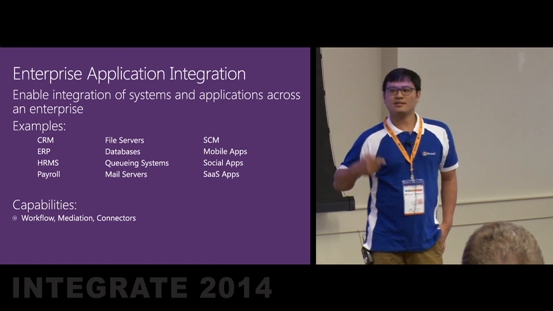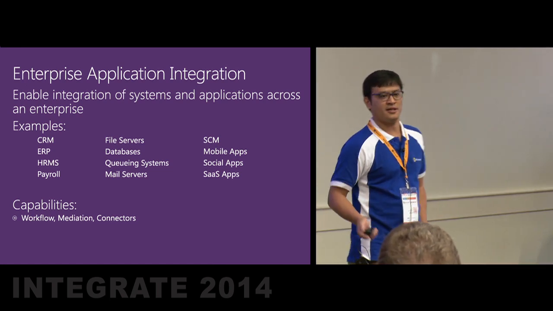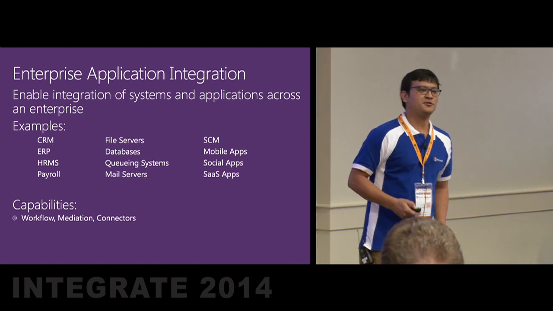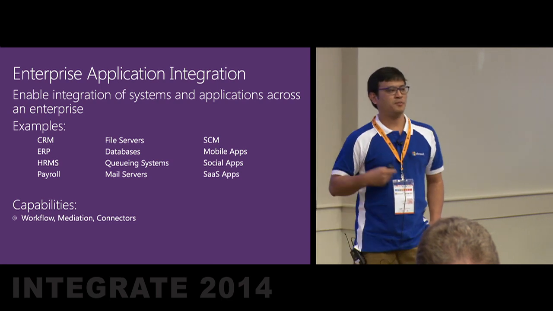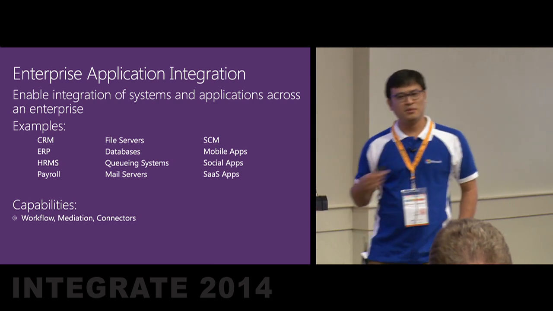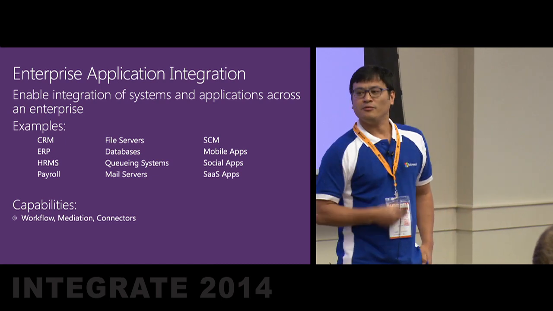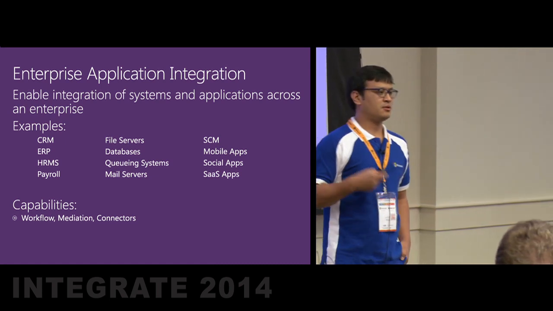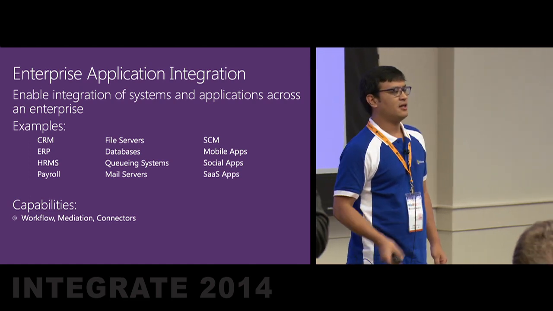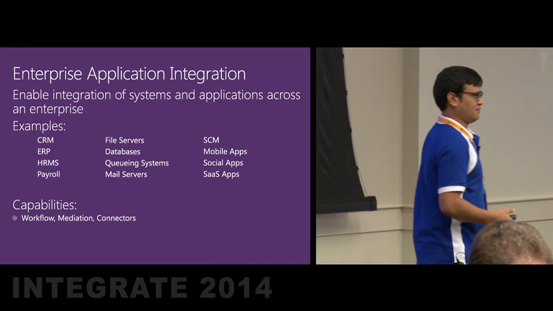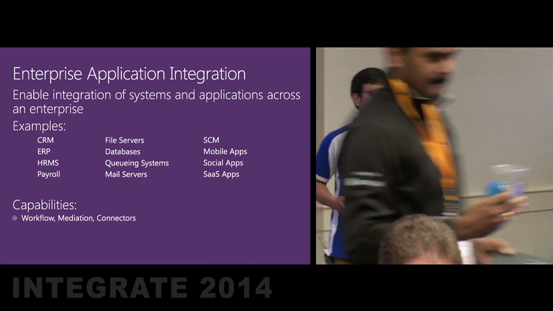So EAI is all about integrating different systems in an enterprise, right? In a typical enterprise, you see a lot of systems. You have your CRM systems, you have your payroll, ERPs, databases, file servers, mail servers, and then we have a lot of applications that are based on cloud, all the SaaS applications, which enterprises are adopting. So we have a lot of systems. How you integrate all those different systems is all about EAI.